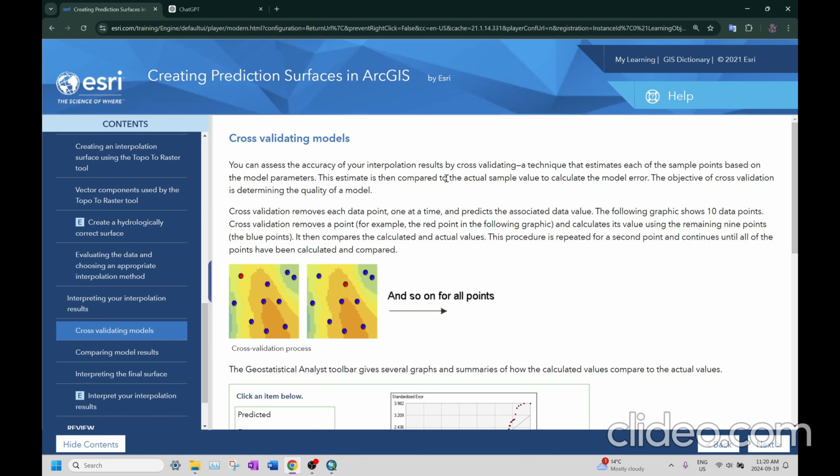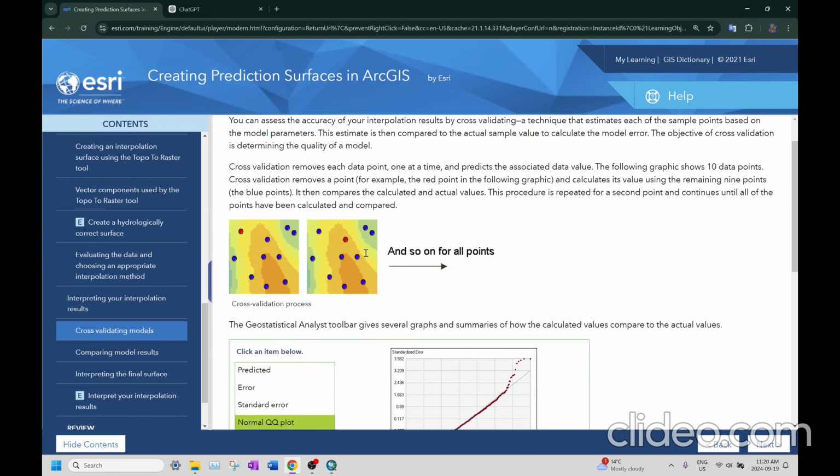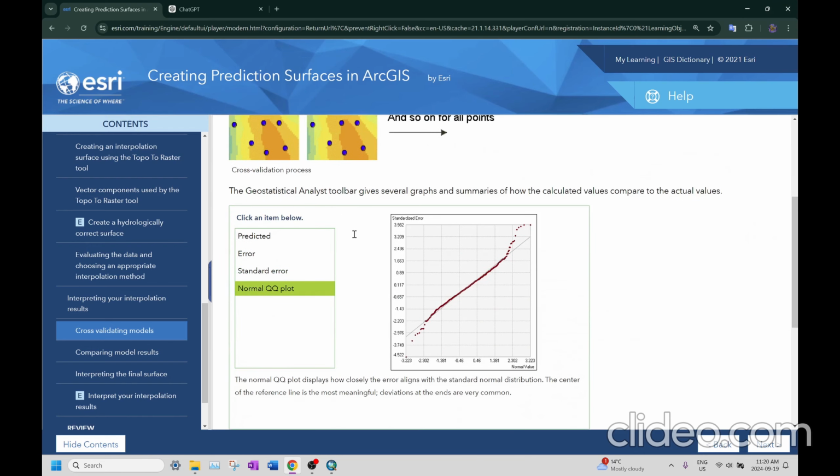Then the estimate is compared to the actual sample value to calculate the model error. So for example, that's the red dot. First of all, based on the rest of the 9 blue dots, you can predict this value, but you have to compare it with the real value. That's how cross-validation works. I mean, that's a different topic, but they are just put together.